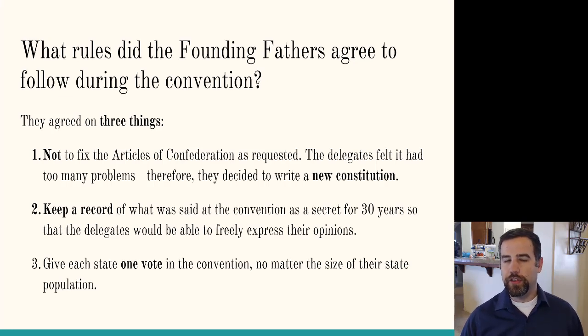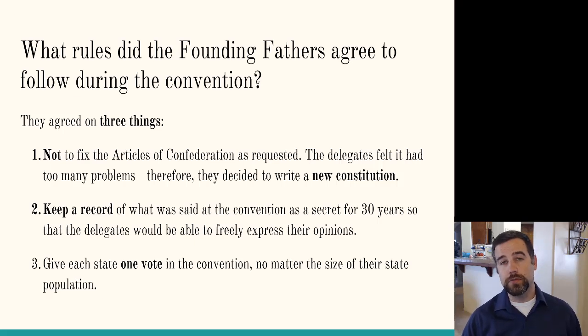They did agree on three things at the start of the convention. So first, it was decided that even though the Congress had asked them to meet to change the Articles of Confederation, James Madison and others convinced most of them that the Articles of Confederation is too weak. It has too many flaws, so we can't fix it. So we need to start over.